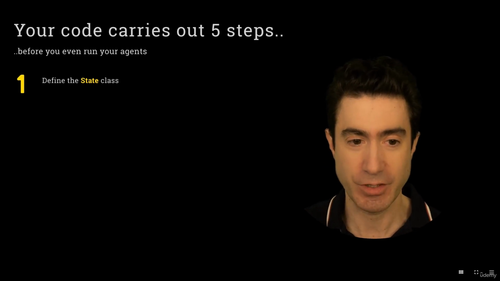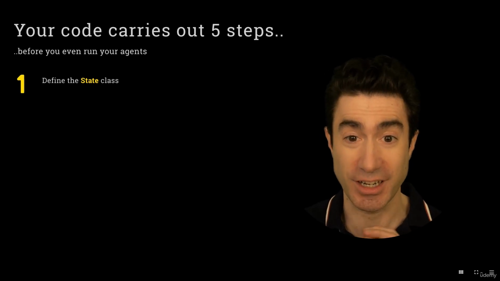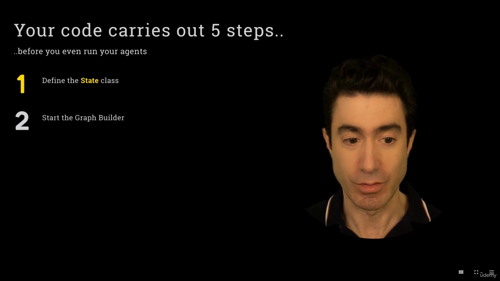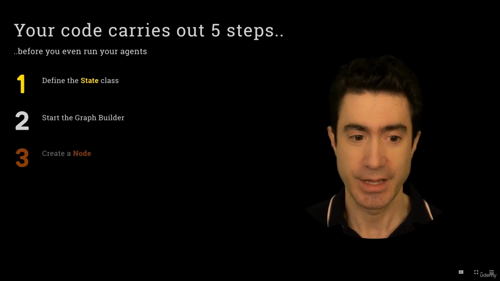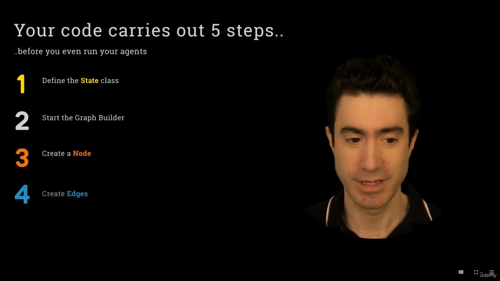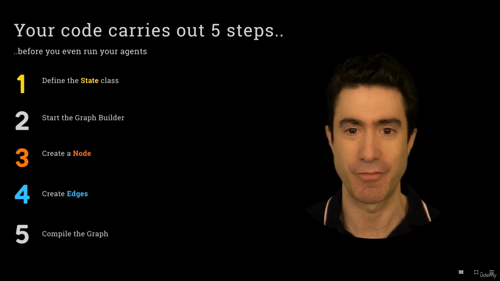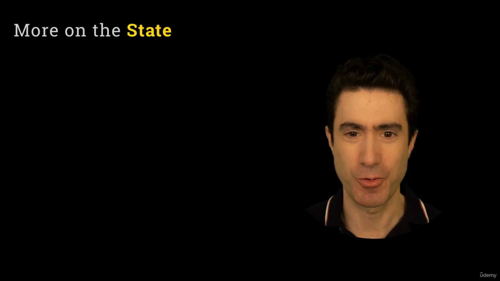And those 5 steps, of course: you define your state class, describing the information that will be maintained. You start the graph builder. You then create a node, or many. You create edges to hook it all up, or many. And then you compile the graph, and you're now ready for prime time. All right, so I want to get a little bit deeper about the state before we get to the code. The final thing before the code.